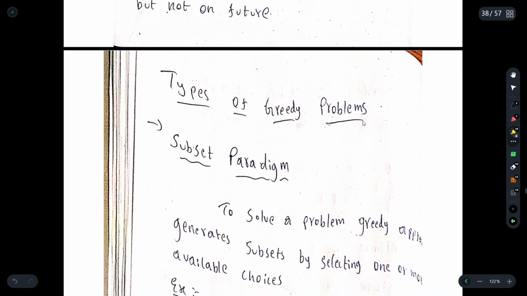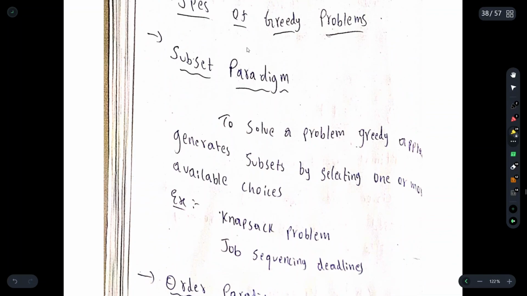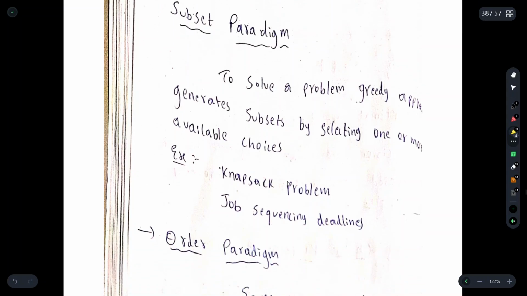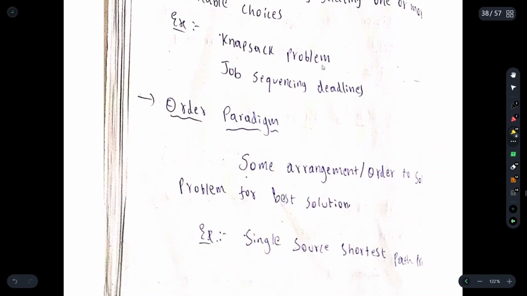So, types of greedy problems. The subset paradigm: to solve a problem, the greedy approach generates subsets by selecting one or more available choices. It will select one or more available choices, and we can choose the best one. The examples for this are the knapsack problem and job sequencing with deadlines. We'll discuss that.